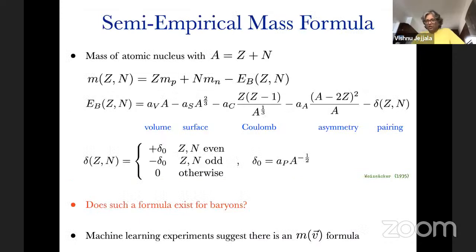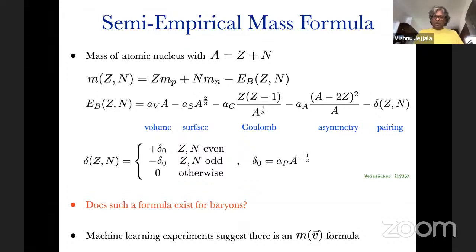All right, so what's going on physically? We know that there's an analog problem in nuclear physics. It's to determine the masses of nuclei, and there's a semi-empirical mass formula due to Weizsacker and Hans Bethe that predicts these masses by knowing the number of protons and the number of neutrons in a particular isotope, and their contributions from the volume, the surface, Coulomb interactions, and so on. So machine learning experiments suggest there's a similar formula based on the valence quark input and these few quantum numbers.